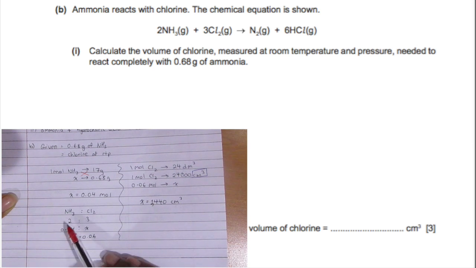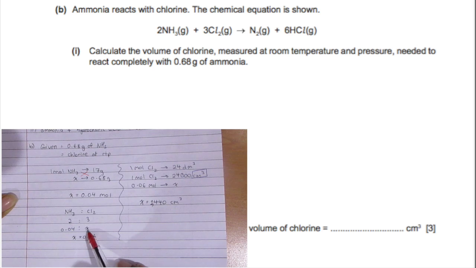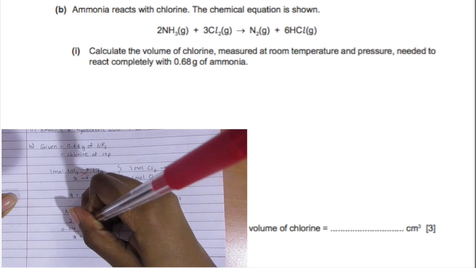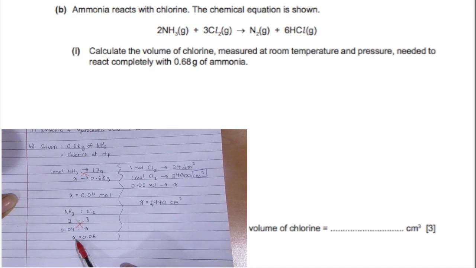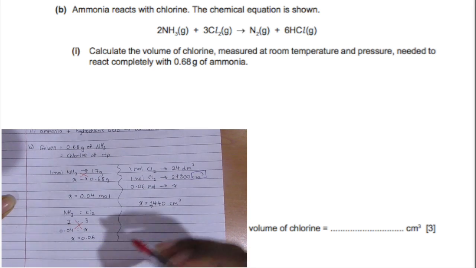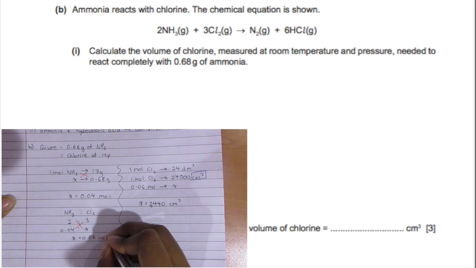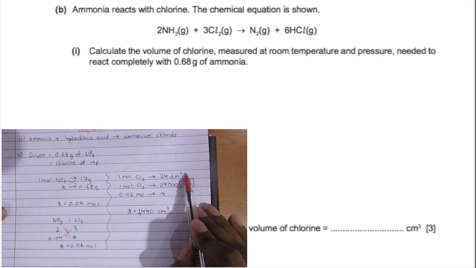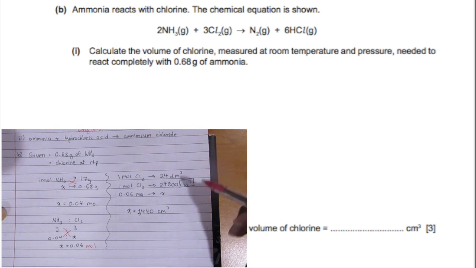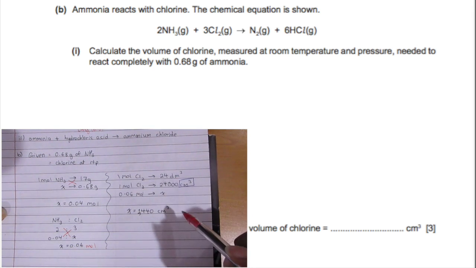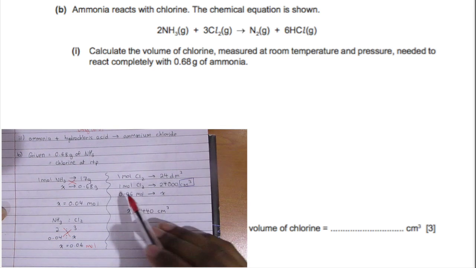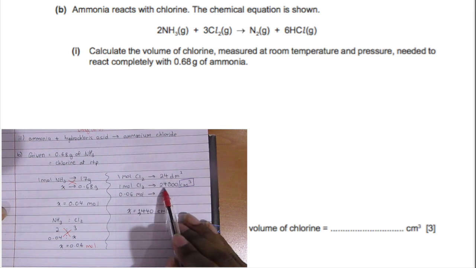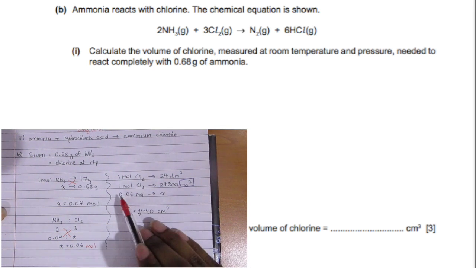Now, 0.04 moles of NH3 and X, we don't know what Cl2 is. So we're going to cross multiply again. So 3 times 0.04 divided by 2 will give us 0.06 moles. Now, 1 mole of chlorine is 24 decimeters cubed. Basically, any gas at room temperature and pressure occupies a volume of 24 decimeters cubed.